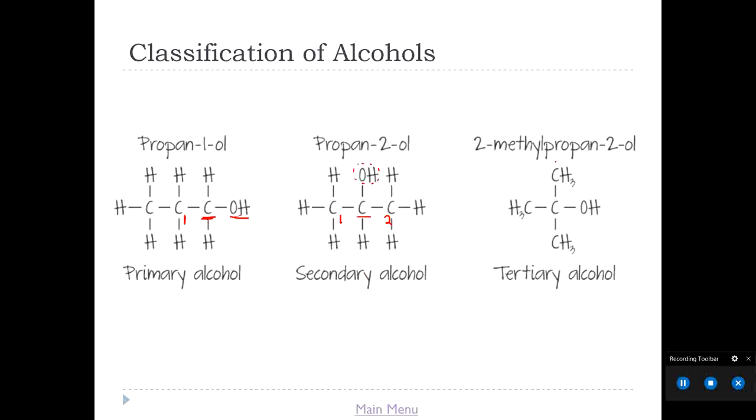And finally, we have the tertiary, where our alcohol, the carbon it's attached to, is attached to one, two, three other carbons, making it tertiary. So we can classify alcohols as primary, secondary, or tertiary alcohols. Okay, and this will become important when we take a look at the second reaction, which is oxidation of alcohols.